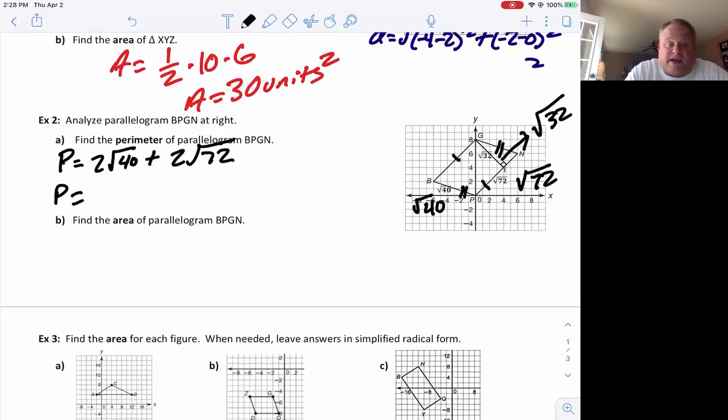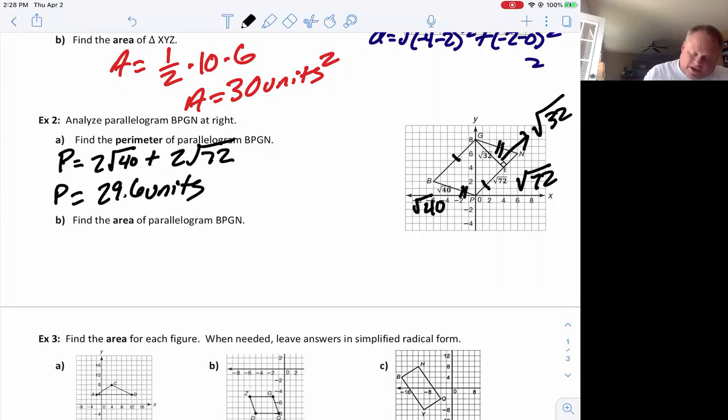And so with that, I want you to go ahead and put that into your calculator and come up with it. So you just have to put 2 square root of 40 plus 2 square root of 72. And you should come up with 29.6 units. And that's what you should get for the perimeter of this one.